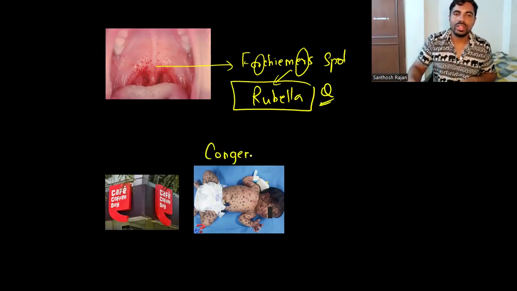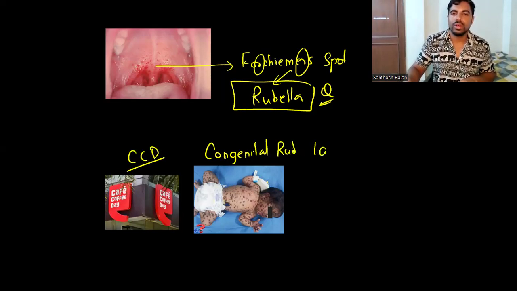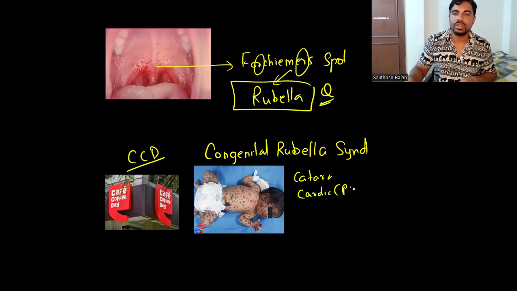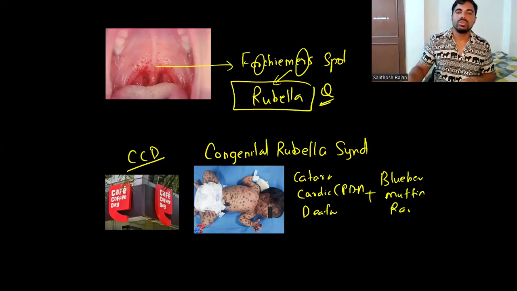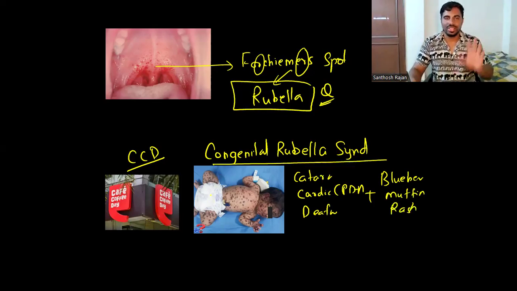I always say when you get rubella, go to CCD. Congenital rubella syndrome. So what does CCD mean? They have cataract and they have cardiac defect. We already talked many times: PDA, patent ductus arteriosus. D for deafness. With that, they have this blueberry muffin skin rashes. Okay, blueberry muffin rash. So if you have congenital rubella syndrome, go to CCD. That's it. Okay, remember like that.